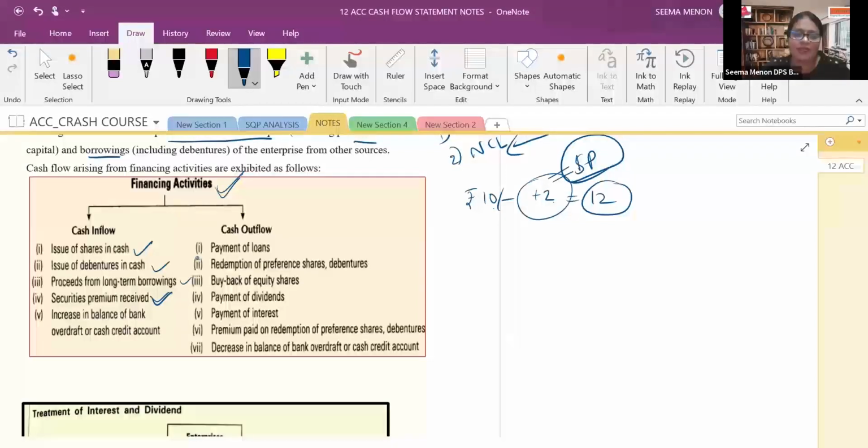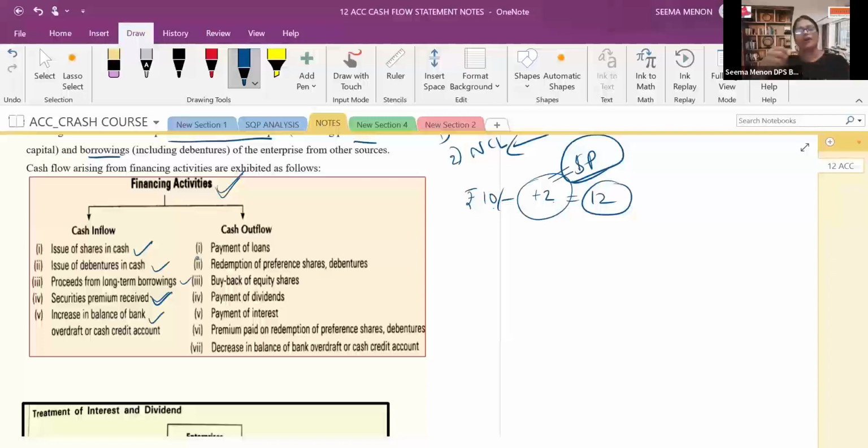Increase in balance of bank overdraft or cash credit account. What do you mean by bank overdraft? Every business can withdraw excess of whatever is in their credit account. Excess of credit, if the business firm withdraws, that is called bank overdraft. So bank overdraft increase means money comes in. That is cash inflow. We are taking a loan.